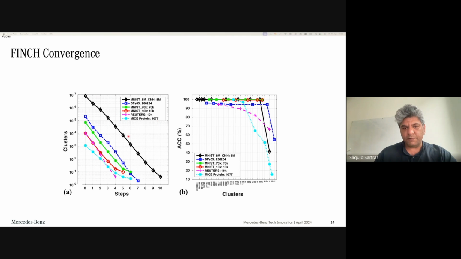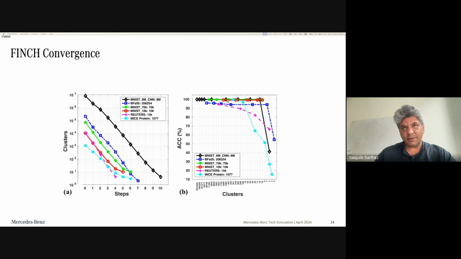Here, Finch delivers a total of 6 partitions. As you can see, 1, 2, 3, 4, 5, it's a total of 6 partitions in 6 steps of the run. And from 1,000 samples, it comes down to 351 in the first step, or the first pass of the clustering equation, to the ground truth 8 clusters in step number 4.